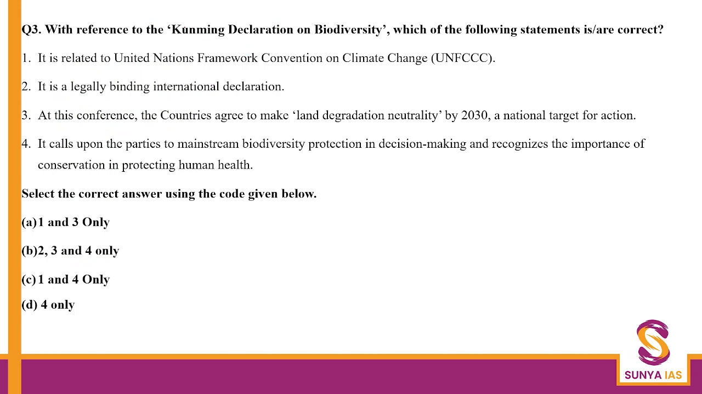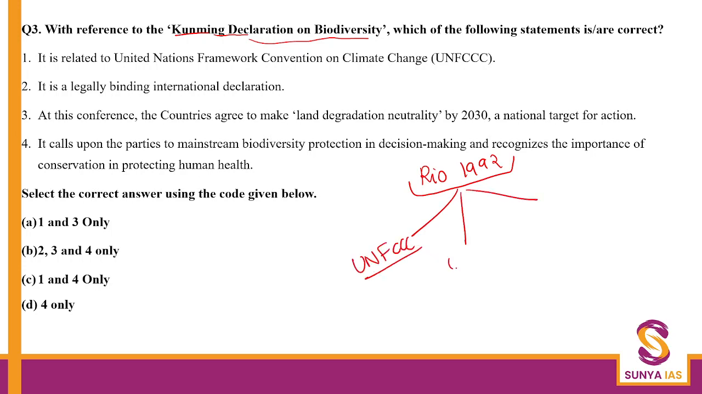Then I was telling you about the Kunming Biodiversity Fund. And of course, you have the Kunming Declaration on Biodiversity. Now, first of all, it is saying it is related to UNFCCC. Very simply, you should know, number one, you had the Rio Summit of 1992. We've done this in a lot of detail. In this, you had the United Nations Framework Convention on Climate Change. We also had the United Nations Convention on Biodiversity and the United Nations Convention to Combat Desertification. Now, this declaration on biodiversity is related to CBD.